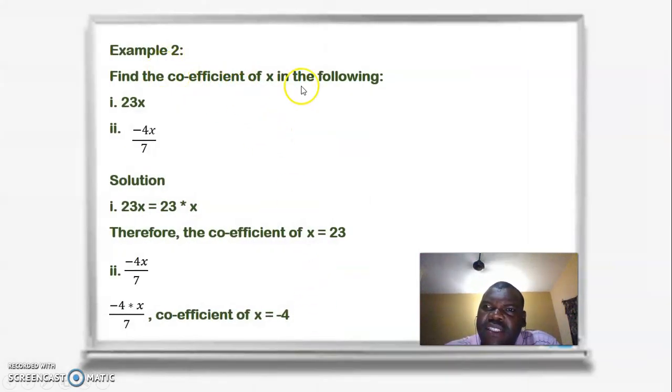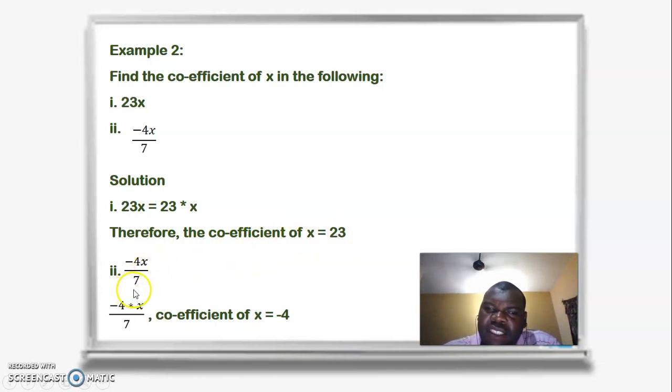Find the coefficient of x in the following: 23x minus 4x over 7. 23x is equal to 23 times x. Therefore, the coefficient of x is equal to 23.